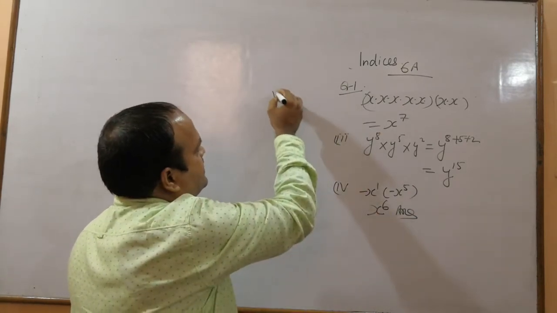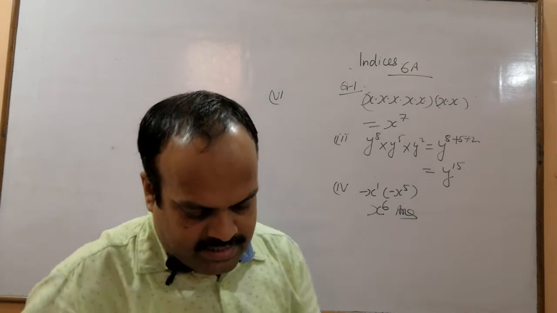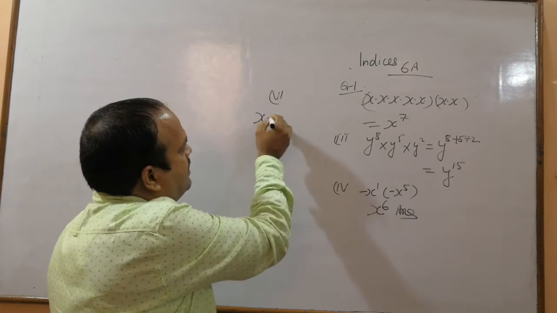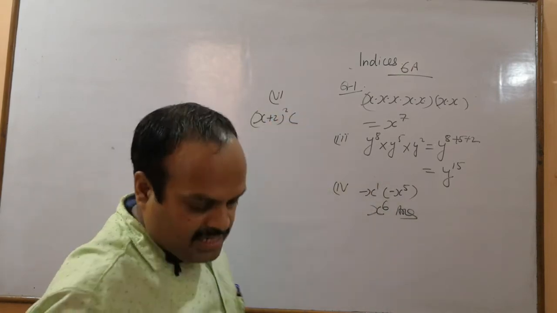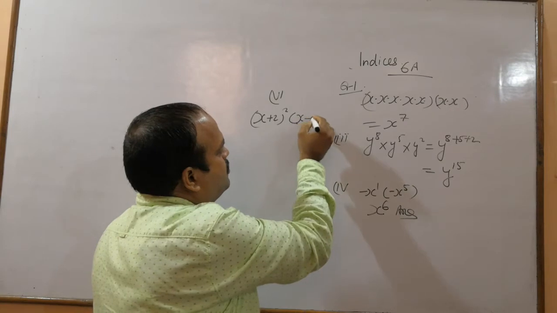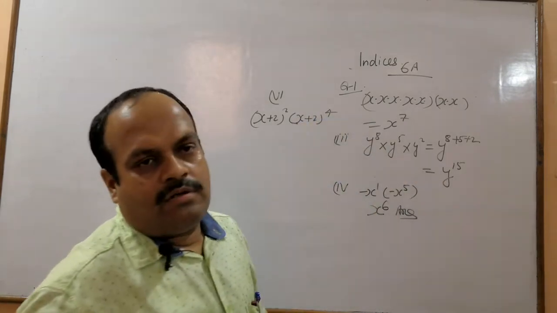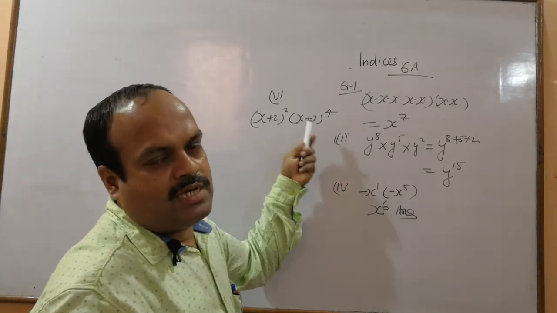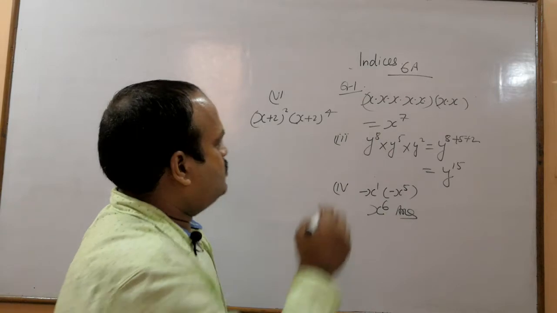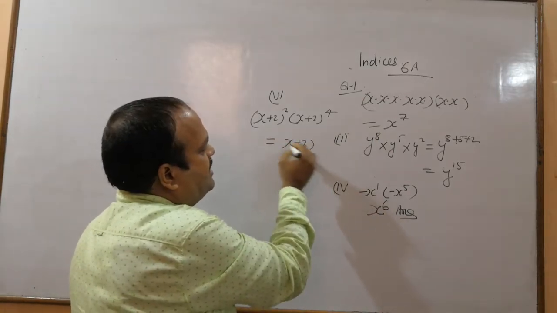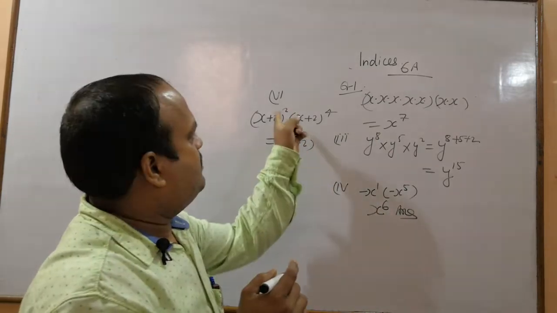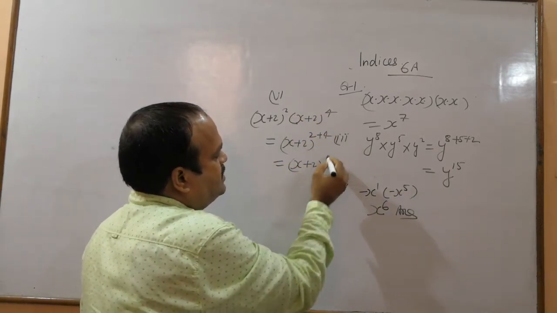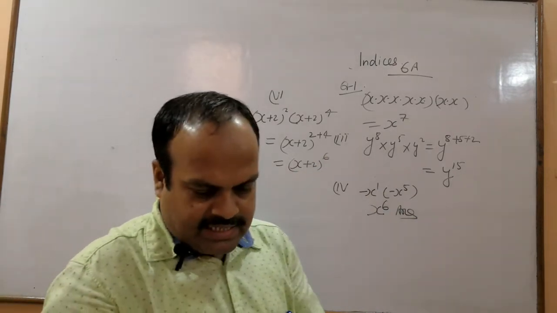Sixth part, what do we have in the sixth part? x plus 2 whole square multiplied by x plus 2 to the power 4. So we can use the product law, which says that if two exponential numbers with the same base are multiplied, to get the product we write the same base, but the power is equal to the sum of the powers, 2 plus 4. So here we get the answer as x plus 2 to the power 6.